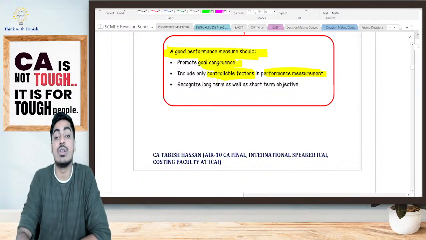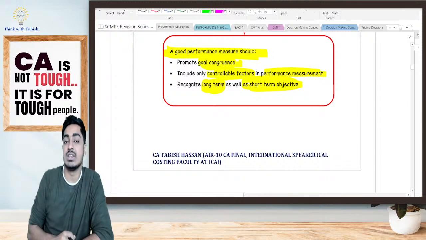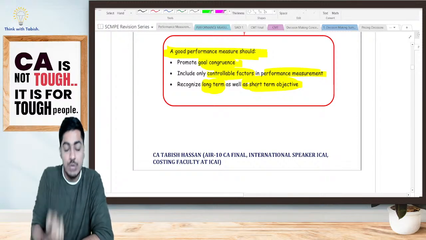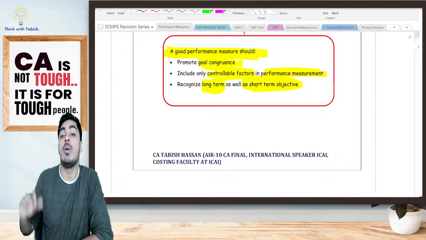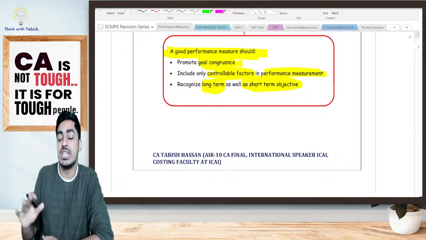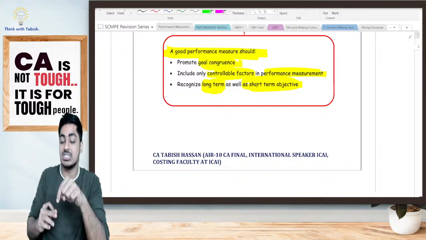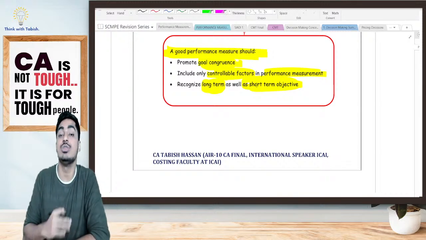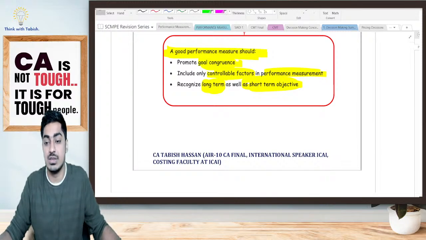Again, it should consider long-term as well as short-term objectives. The performance measure should consider short-term also. In the short term also, I want profit. Again, in the long term, I want sustained profit and competitive advantage also. It's not just to earn short-term profit by scamming people. I want customers, I want profit, but I want profit not just today, even in the long term. That should be promoted in my performance measure. Is it clear, everyone? Should we continue, students?